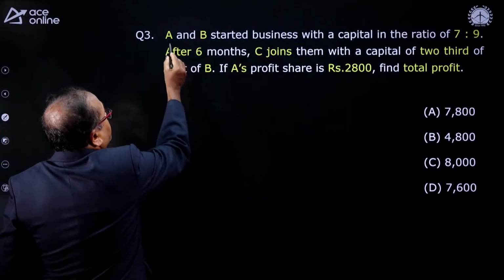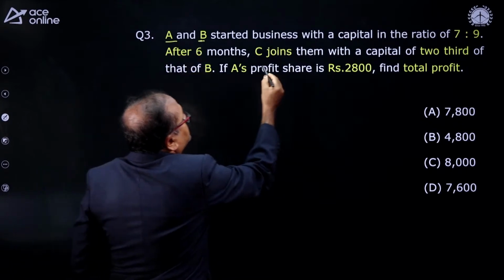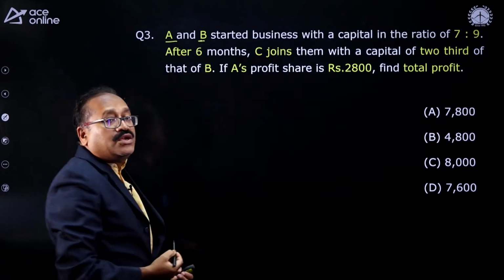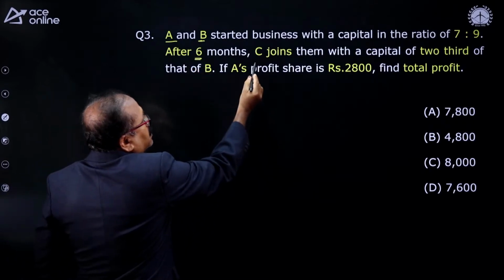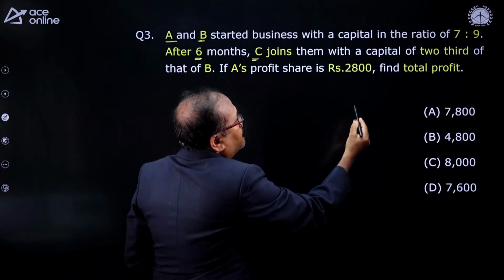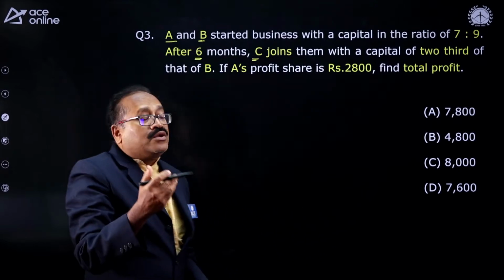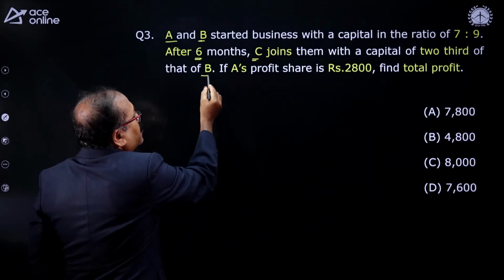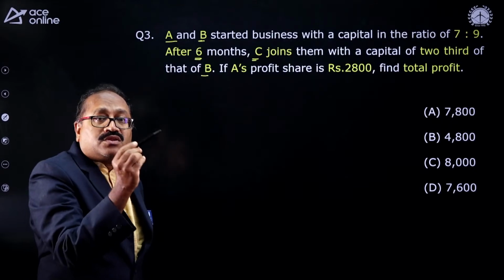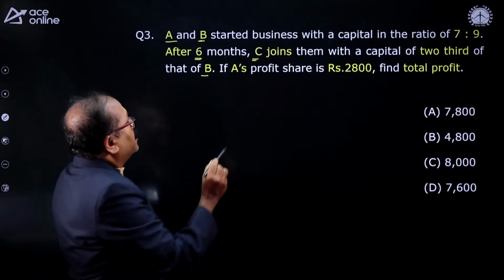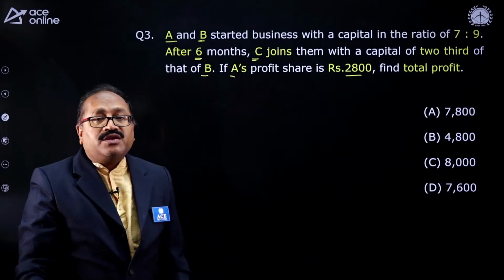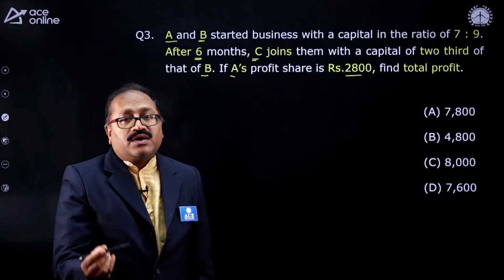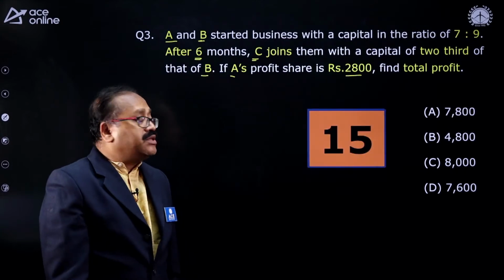Rajita Reddy, look at this. A and B started business with a capital in the ratio of 7:9. After 6 months, C joined them with a capital of 2/3 of that of B. A's profit is 2,800. Find the total profit. So I give 15 seconds to my young friends.